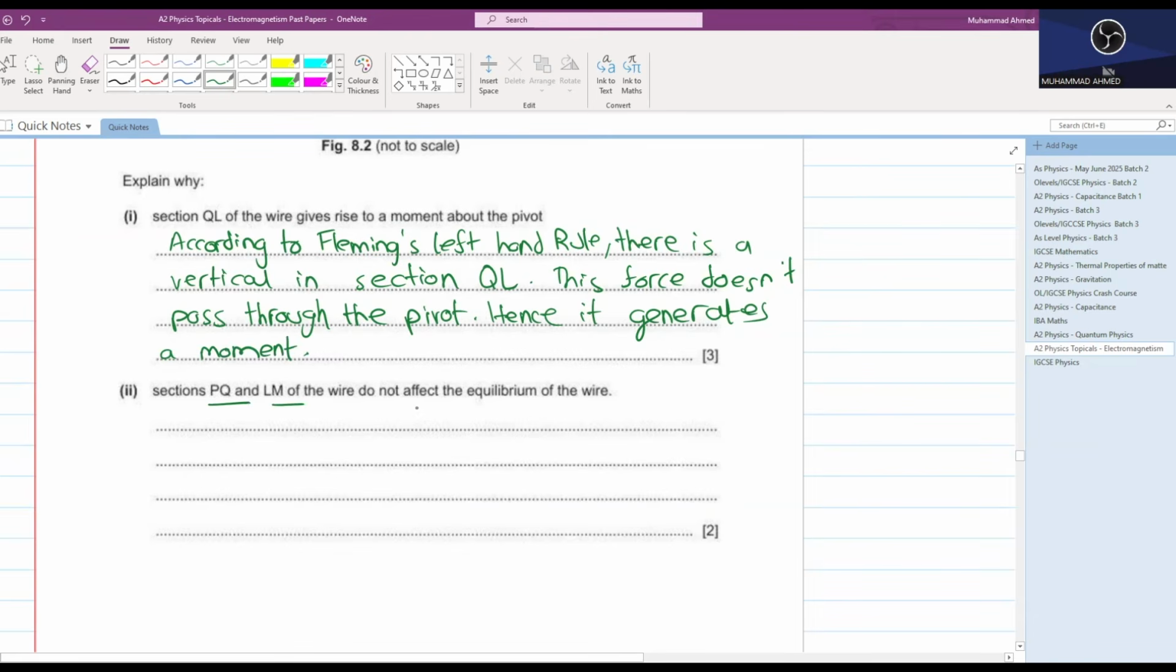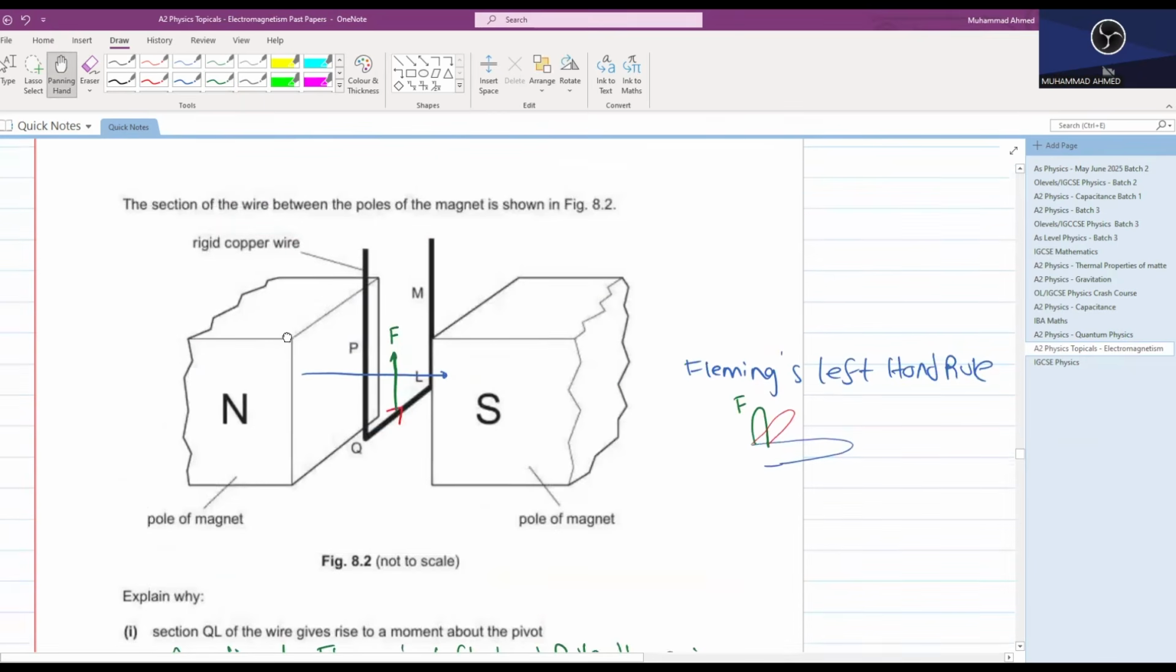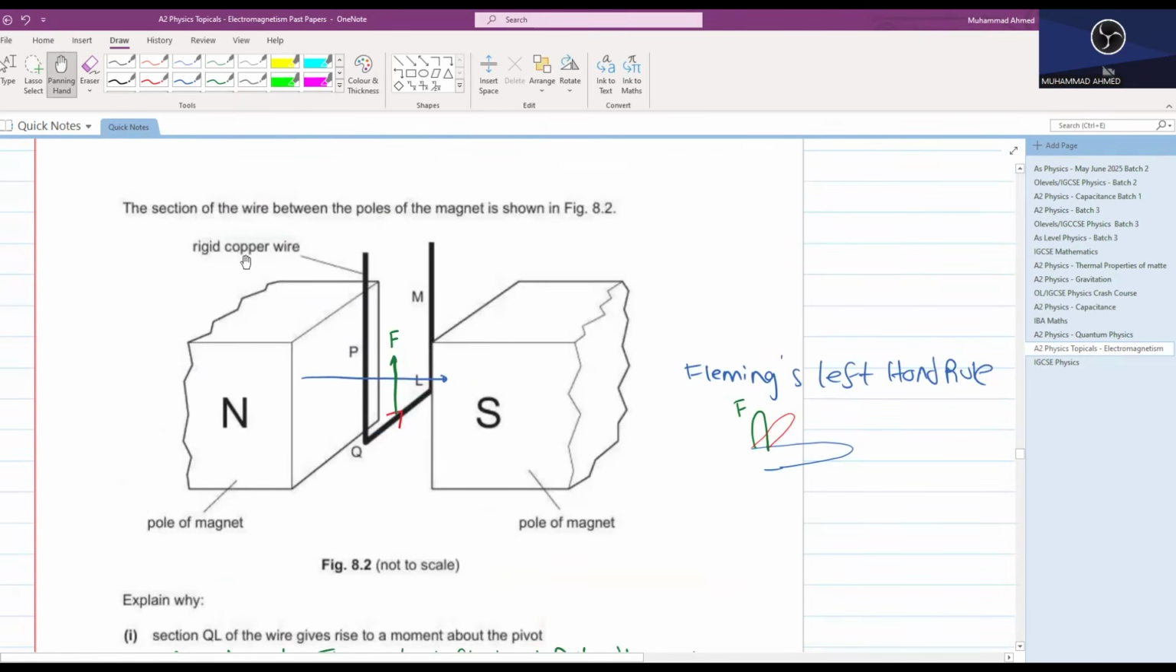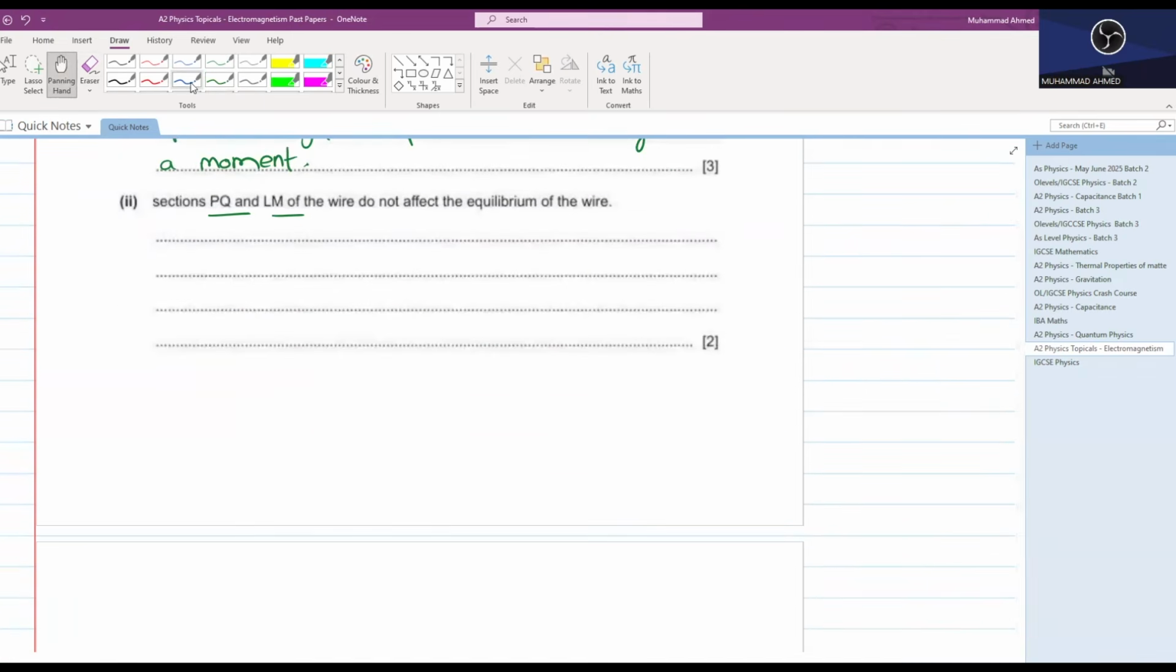Section PQ and LM of the wire do not affect the equilibrium of the wire. Why? Although there will be forces acting on PQ and LM as well, if you notice, these forces F will be passing through the pivot. Hence, they do not affect the equilibrium.